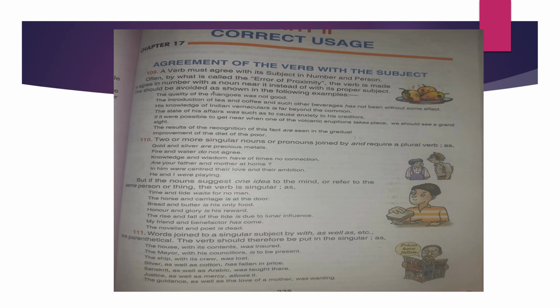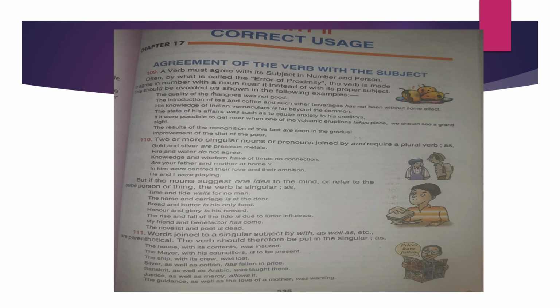Now we will move ahead with another situation or scenario. As you can see, words joined to a singular subject by with, as well as, etc. are parenthetical and the verb should therefore be put in the singular. So the emphasis is that words joined to a singular subject by with or as well as, again we will use the singular verb.